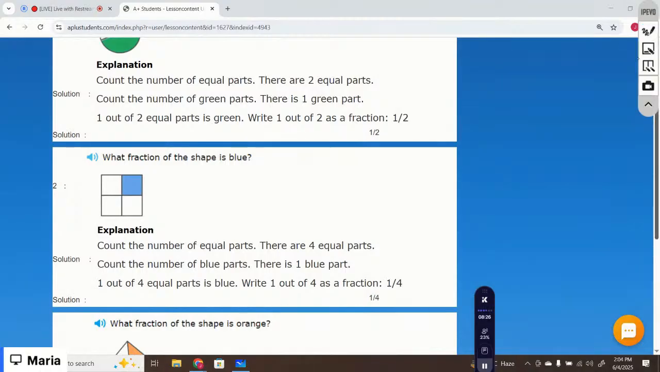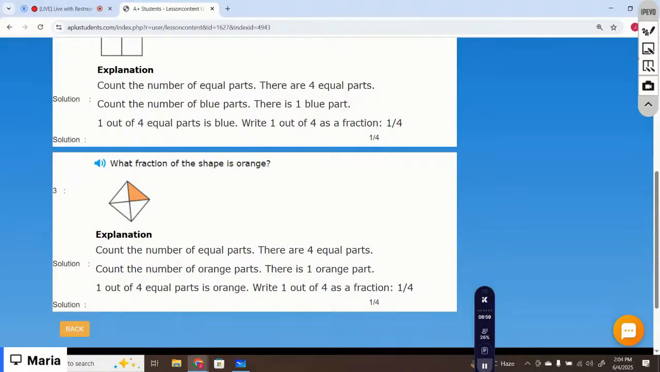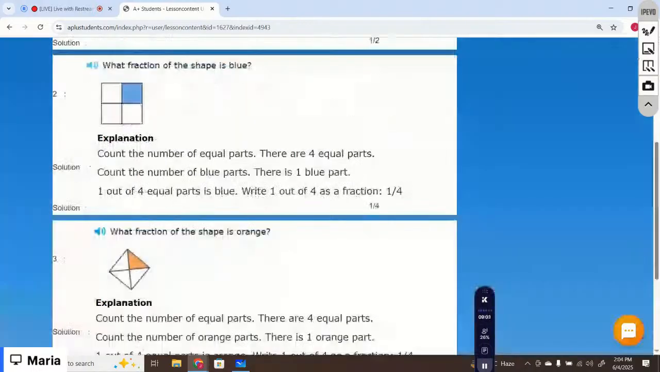Okay, the next one is, what fraction of the shape is orange? So the shape has 4 equal parts and one of the parts is orange. So you can write it as 1 out of 4. That means the shape has a total of 4 equal parts and only one of them is orange. So that is 1 out of 4. Let's start with the test questions.